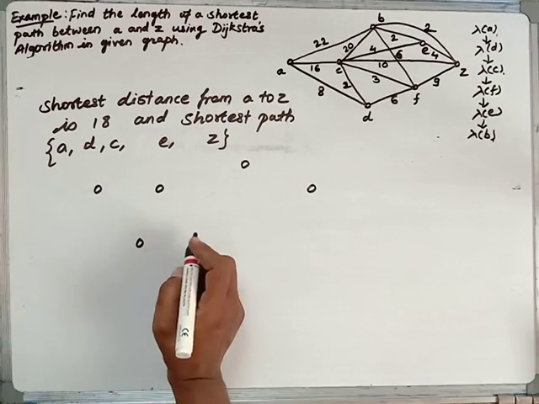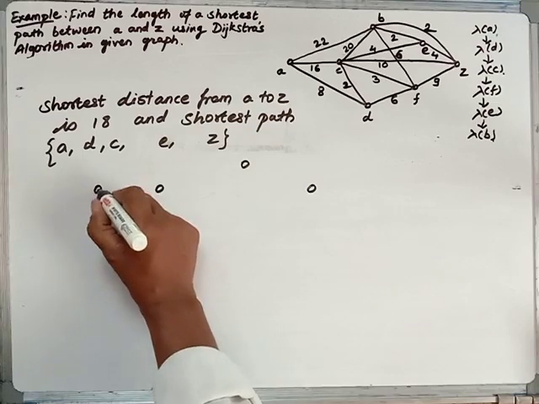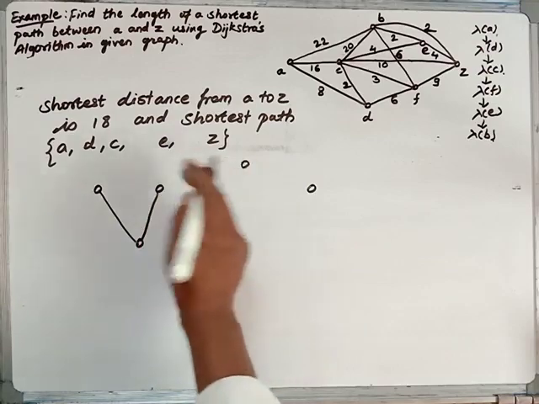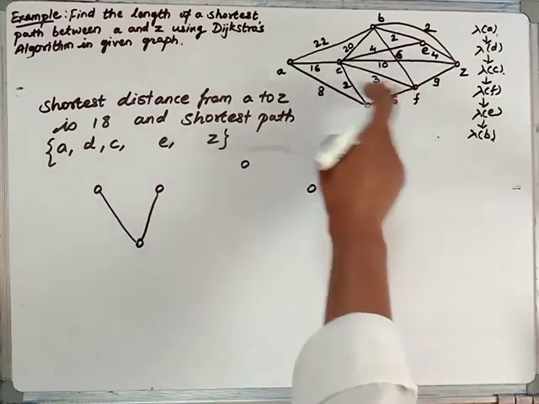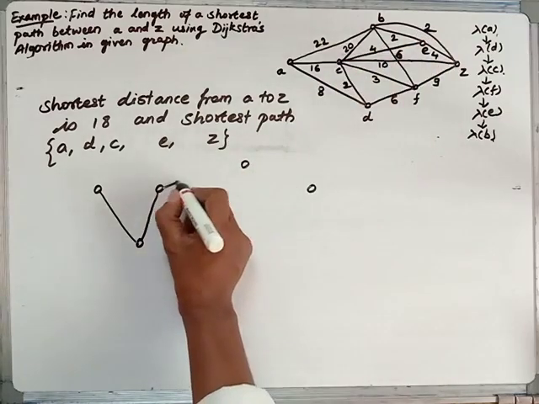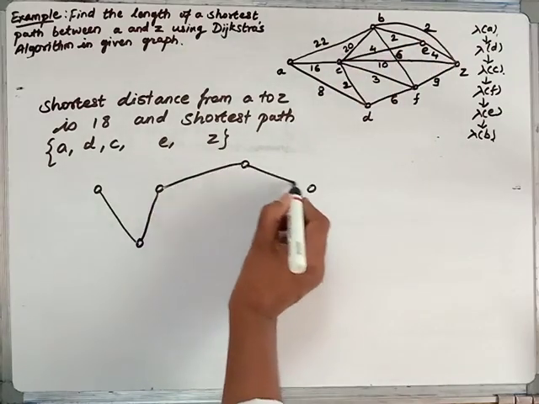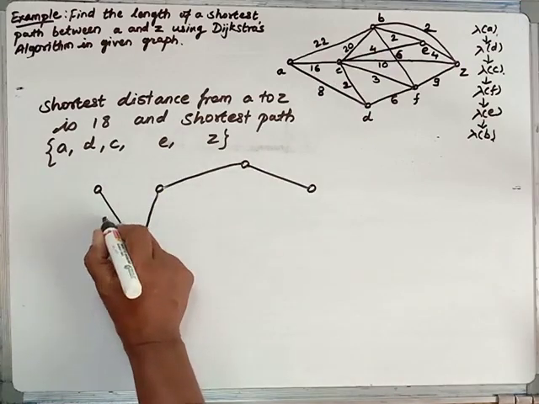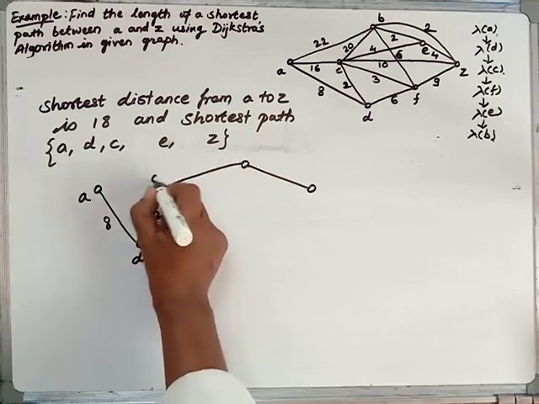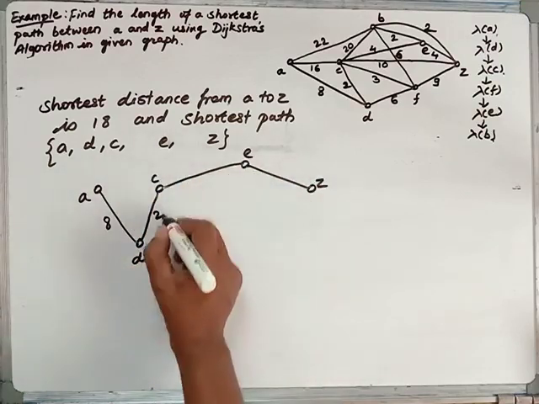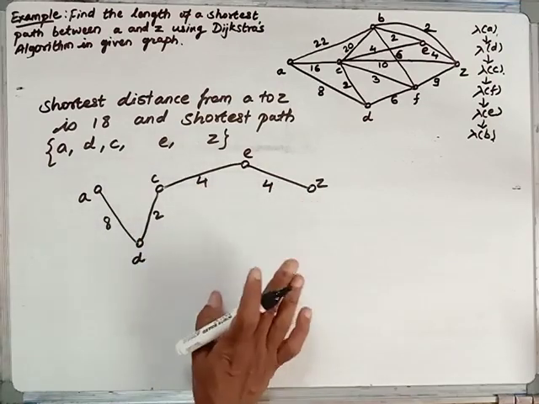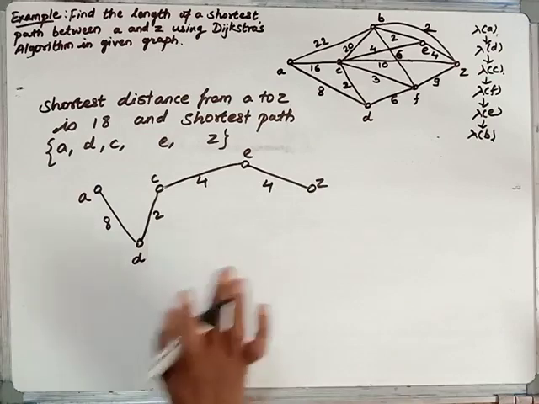Okay. Look at this. A to D, then D to C we can go. From C to F we can go, but from F to E we don't need to go. So C to E we can go. C to E and E to Z. So what is here? This is 8. This is 2. Look at this, it is A, D, C, E and Z. 2. What is here? 4 and this is again 4. So this is how much? 18, and this is the shortest path here.